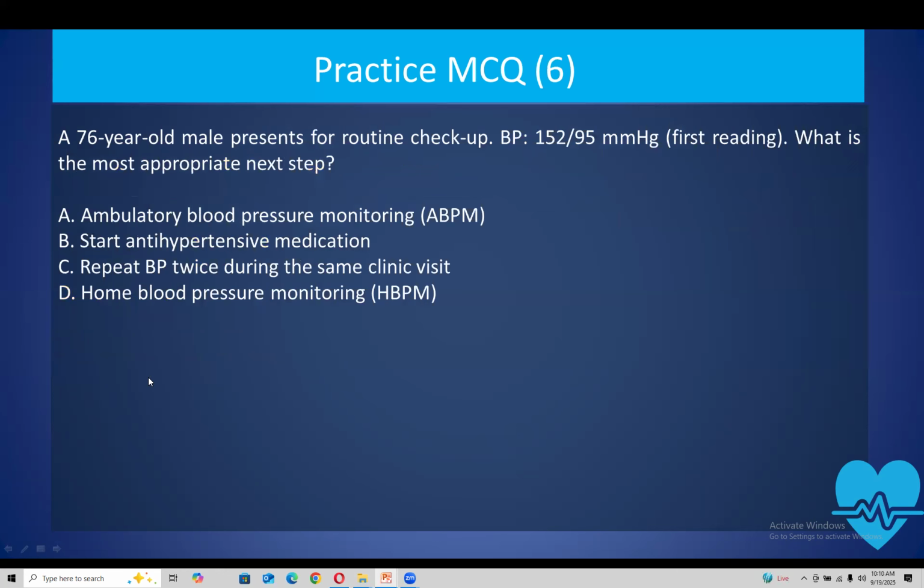A 76-year-old male presents for routine checkup. Blood pressure is 152 by 95 on the first reading. What is the most appropriate next step? Ambulatory blood pressure monitoring, start antihypertensive medication, repeat blood pressure twice during the same clinic visit, or home blood pressure monitoring.